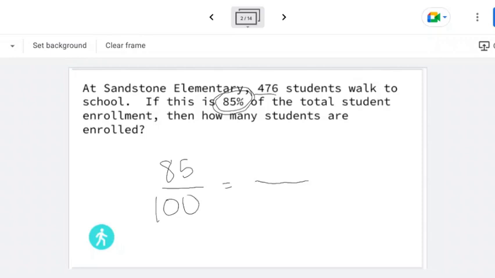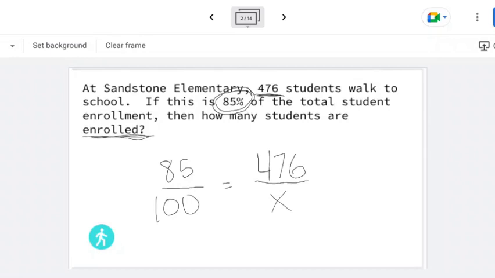Now, 476 students walk to school. Is that all of the students? Does every single student walk, or are there others that don't walk that would be part of our total? So we are going to put that in our part, because that's the part of the students that walk. The question says, if that's 85% of the total, how many students are enrolled in all? So that's going to be our X.